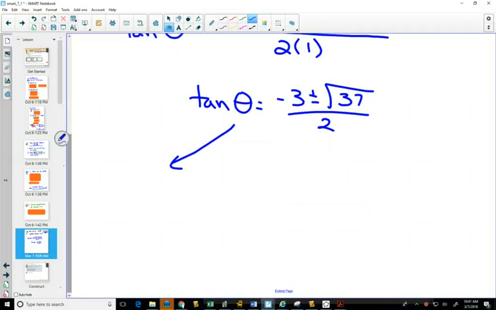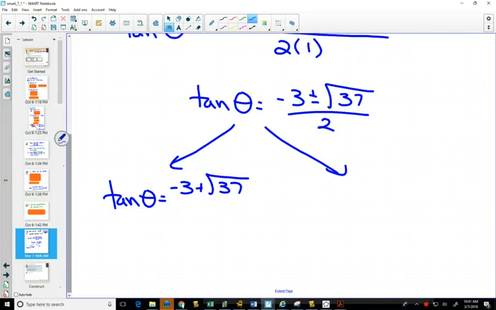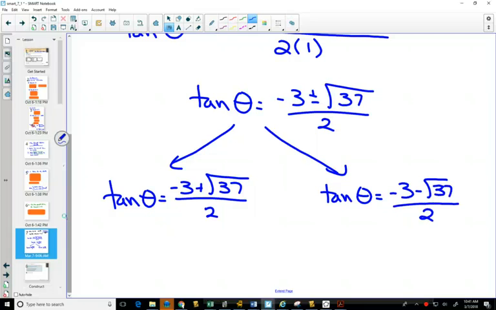Well, the plus or minus just means one equation you'll have with the plus sign. So tan theta would equal negative 3 plus the square root of 37 over 2. And the other side, you would have it with the negative sign, so it would be negative 3 minus the square root of 37 over 2.